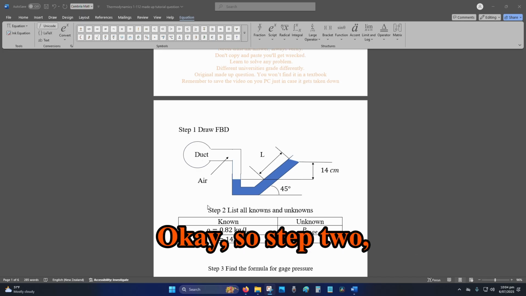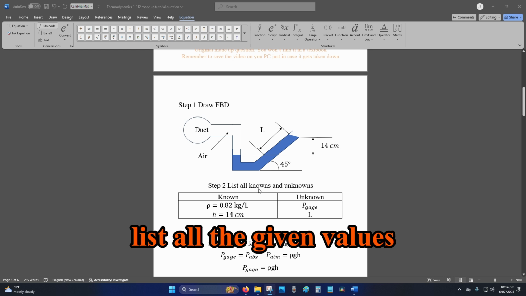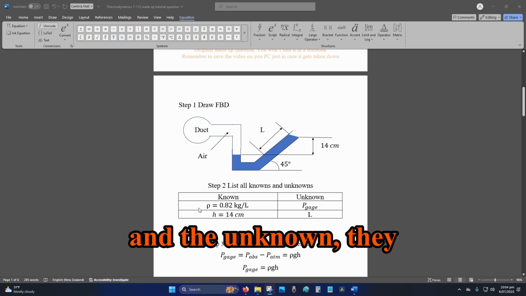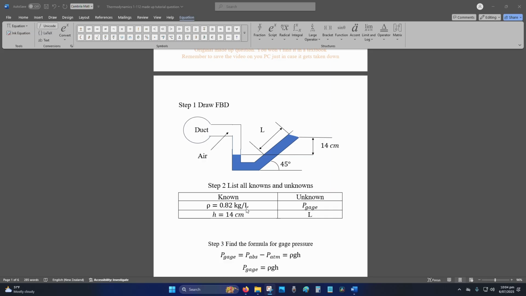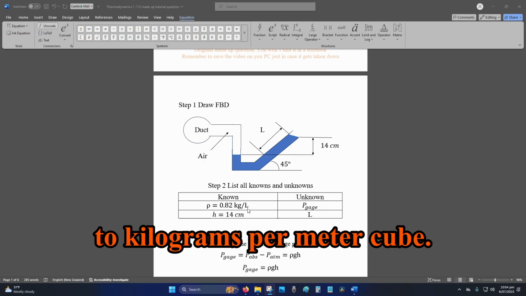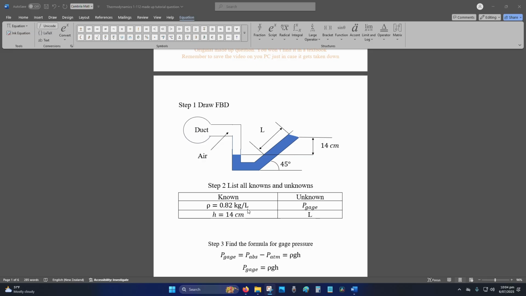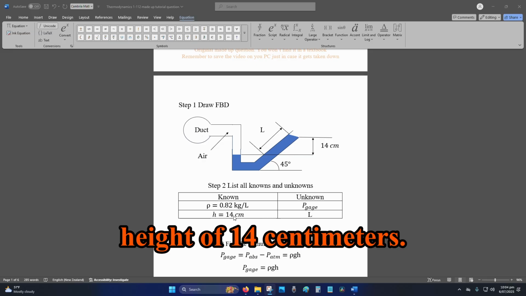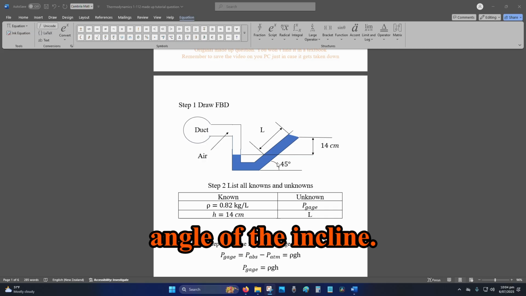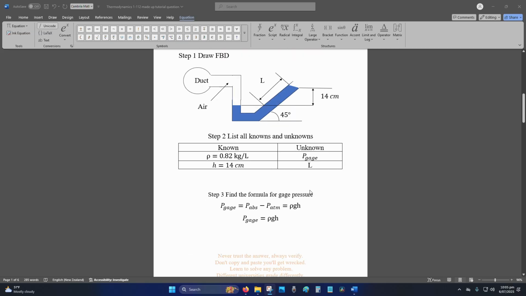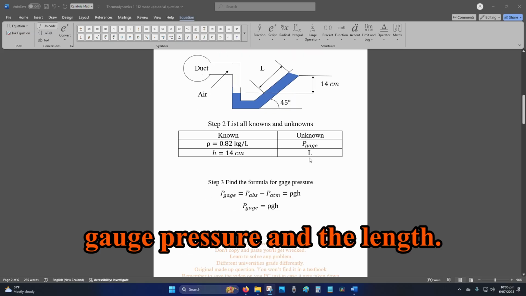Okay. So step 2, list all the given values and the unknown. They give us the density, which is 0.82 kilograms per liter. So that means we need to convert it to kilograms per meter cubed. They give us the height of 14 centimeters. They also give us the angle of the incline. And we want to find the gauge pressure and the length.